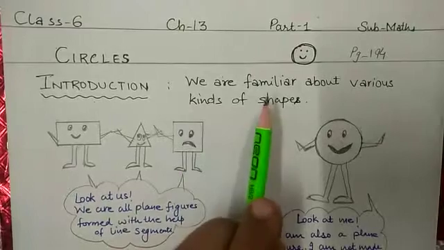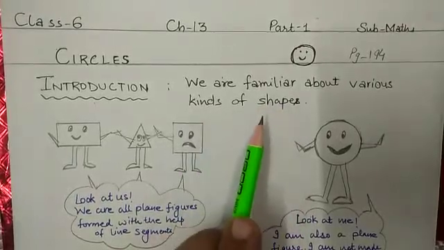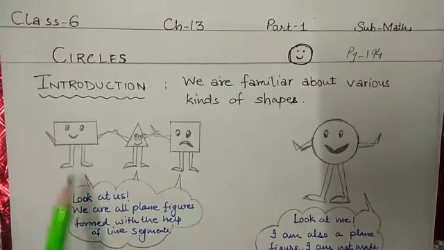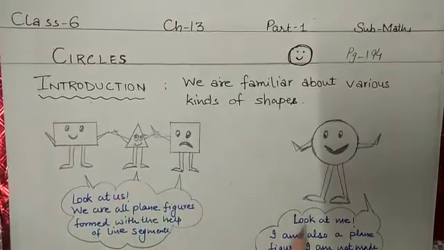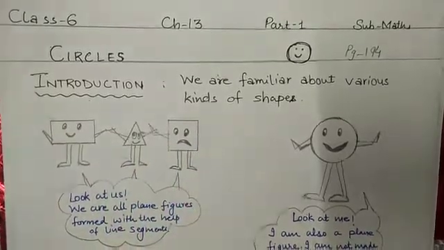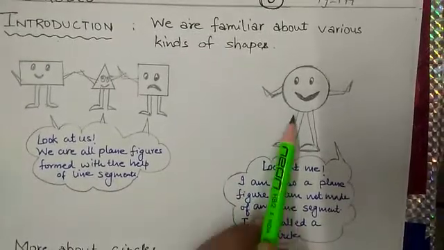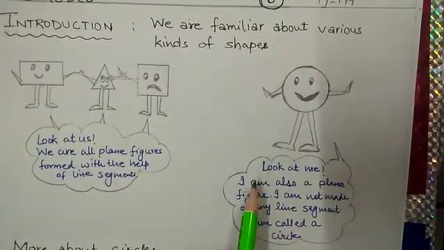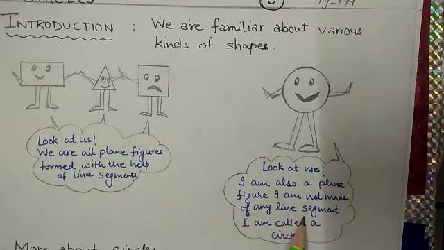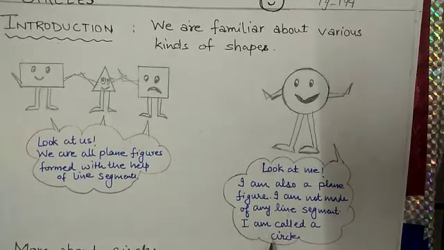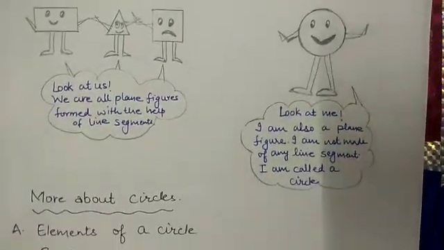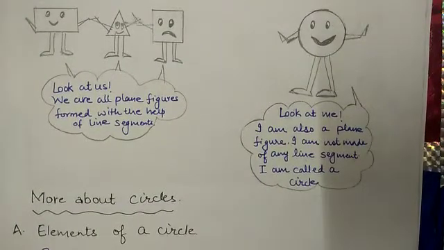We all are familiar with various kinds of shapes. Look at these shapes. All these are plane figures which are formed with the help of line segments only. Now look at this shape. This is also a plane figure and not made of any line segment. Such a shape is known as a circle. Let us learn a few more things about the circle.